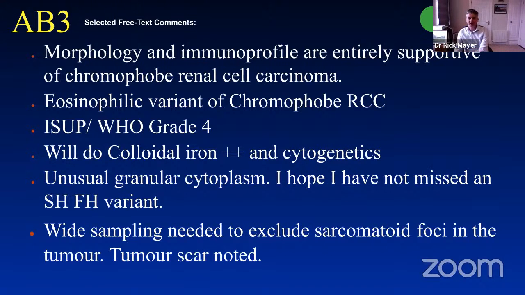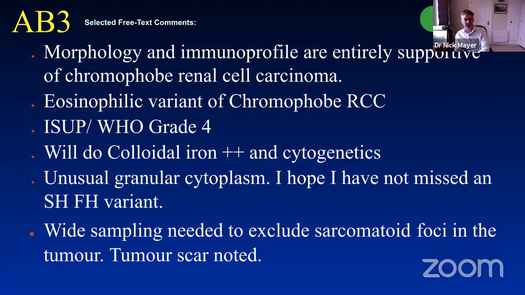Selected free text comments. Morphology and immunoprofile entirely supportive of chromophobe. A few people raising the specter of eosinophilic variant, which is defined by the WHO as being almost purely eosinophilic. So you could argue whether this really got into that category, but it doesn't really matter in terms of prognostication or typing. A few people tried to grade this, but the current recommendations are that the ISUP grading system isn't used for chromophobe tumors. Some diehards still using Hale's colloidal iron.